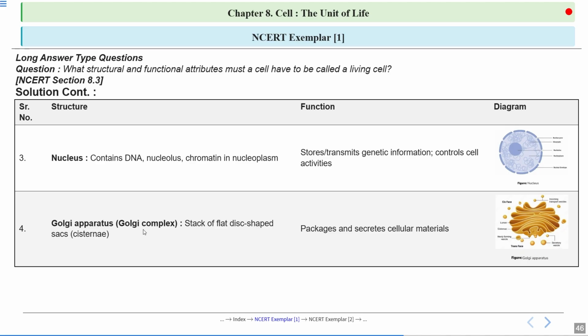Then you can see the Golgi apparatus, also known as the Golgi complex. It is a stack of flat disc-shaped sacs known as cisternae. Here you can see this image showing the Golgi apparatus. It has a cis face and a trans face. Clear? So cisternae are present in the Golgi apparatus.